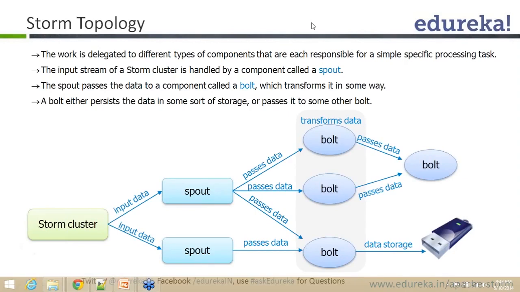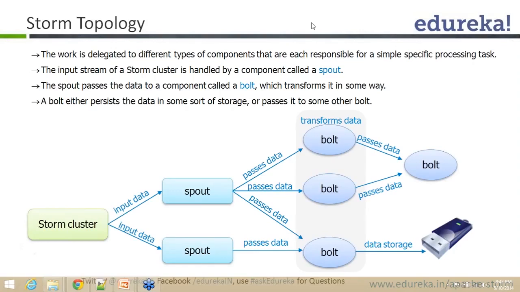This is just a schematic diagram which shows a cluster. On the left-hand most side, you are seeing a Storm cluster. Basically, cluster means all of your spout instances and bolt instances you are seeing are within the cluster only, not outside it. Your spout instances take input data, which, as I told you, might be coming from any system which is able to communicate data in the form of streams.